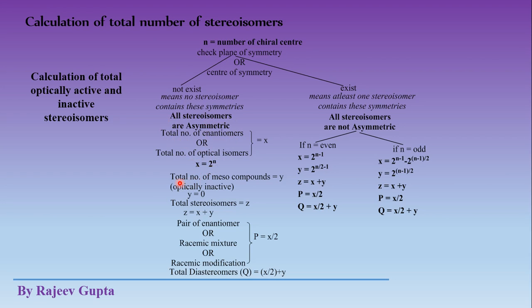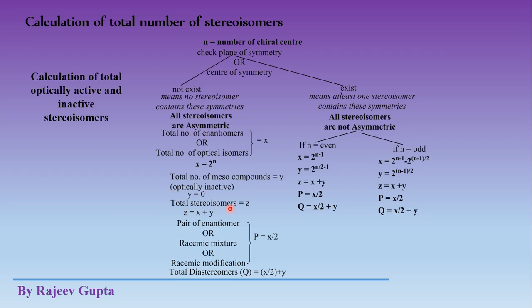Here no symmetric compound or symmetric stereoisomer is present in this case, so the total number of meso compounds will be 0. All the stereoisomers are asymmetric or chiral, and we know that meso compounds are achiral or optically inactive due to the presence of a plane of symmetry. So the number of meso compounds will be 0 in this type of molecule.